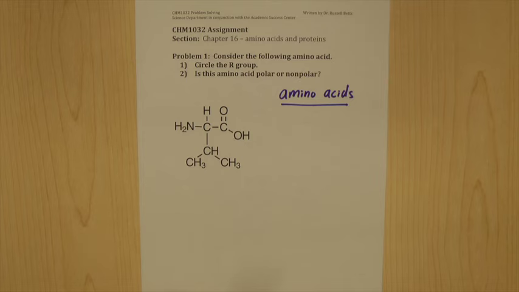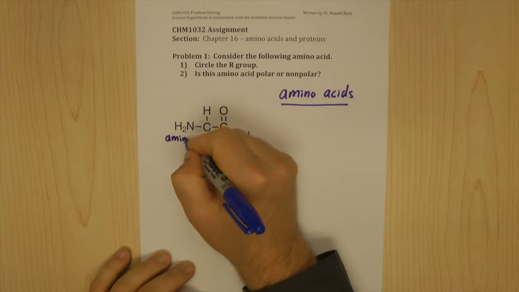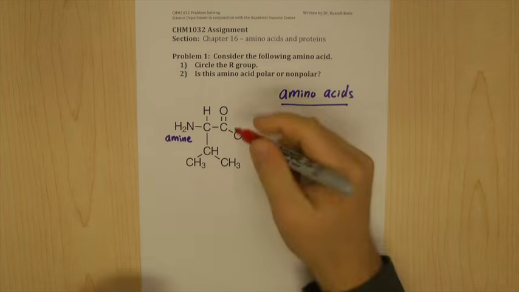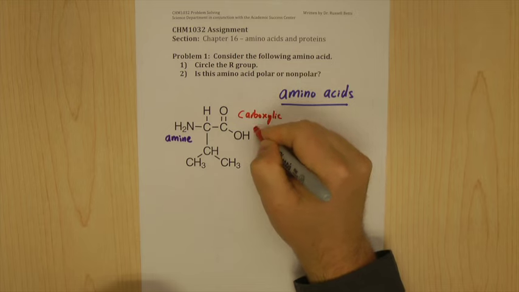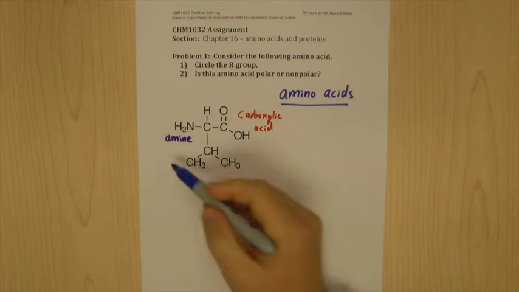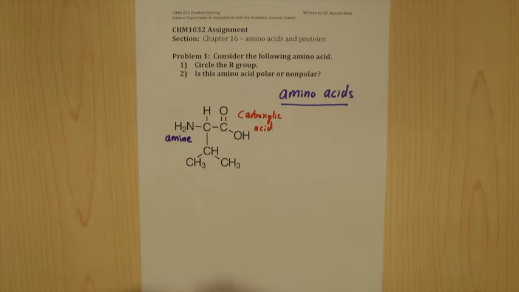Amino acid. Remember back in chapter 11, I insisted you memorize the class of compounds? If you were successful in doing that, you could probably figure that out on your own. This group right here is known as an amine. And this group right here is a carboxylic acid. So that's where the name comes from. Amine becomes amino and acid from the carboxylic acids. So it's an amino acid.